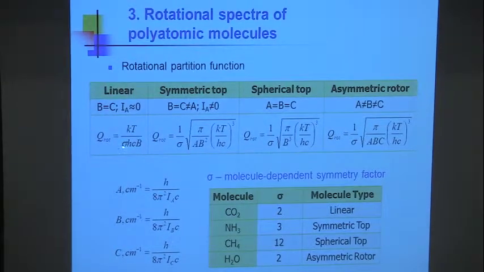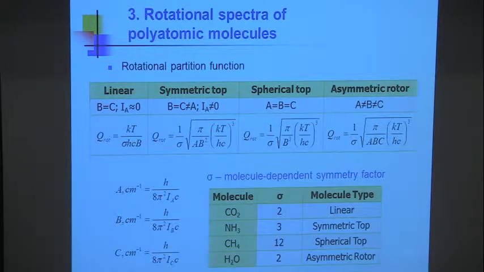kT over sigma hcB. Remember hc over k is that 1.44 that I told you about that converts B into units of temperature. So you get temperature divided by hc over k times B, 1.44 times B. And then this is the symmetry factor. So if it's a homonuclear molecule like nitrogen, sigma is 2 because you can't distinguish it when I turn it around. But when I go to the symmetric top, I have to be careful.